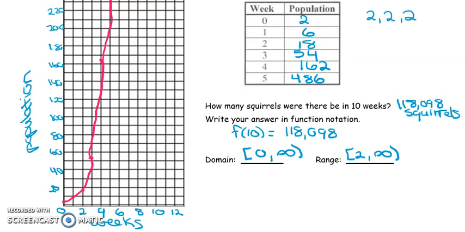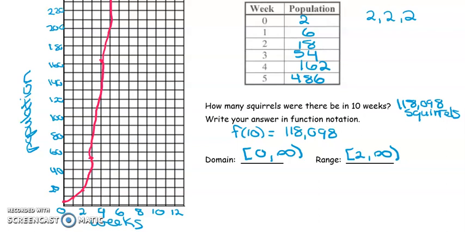All right, so this is what you should have. Your table should be 2, 6, 18, 54, 162, 486. When you plug in a 10 into your equation for the X, you get 118,098 squirrels. So in function notation, that would give us f of 10 equals 118,098. The domain of your graph, so when you graph this, you've got weeks on the x-axis. I counted by ones but wrote every other one. And then my y-axis is my population, and I counted each line by tens, but I only labeled every other one. Pardon my graph, it's a little warbly and crooked.